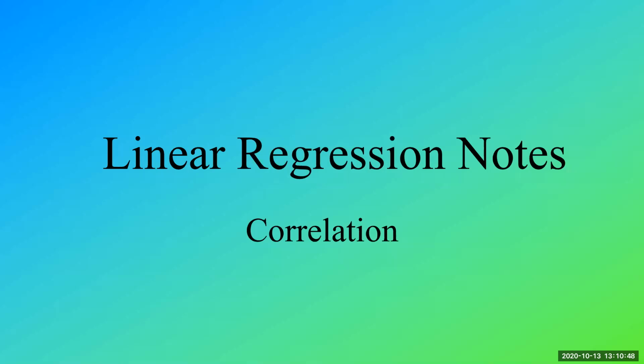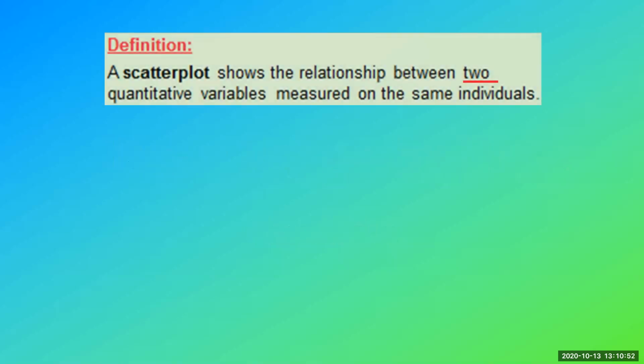Okay, we're going to start linear regression notes and talk about correlation today. So let's define what a scatter plot is. A scatter plot shows the relationship between two quantitative variables measured on the same individuals. Okay? So this is when we have what we call bivariate data.